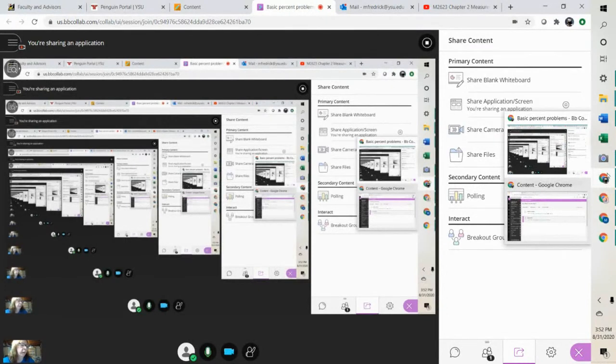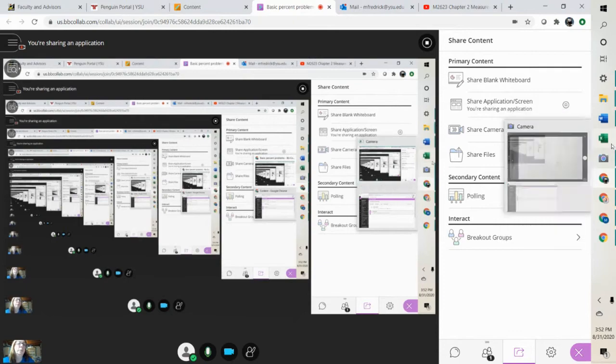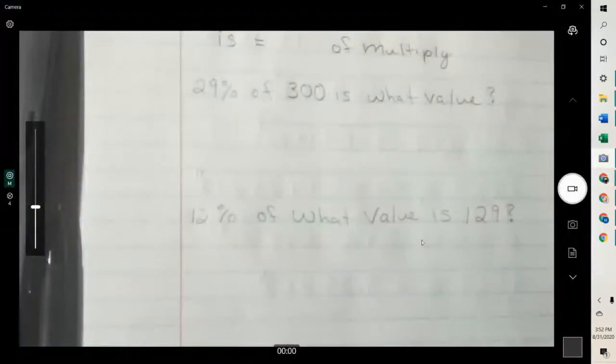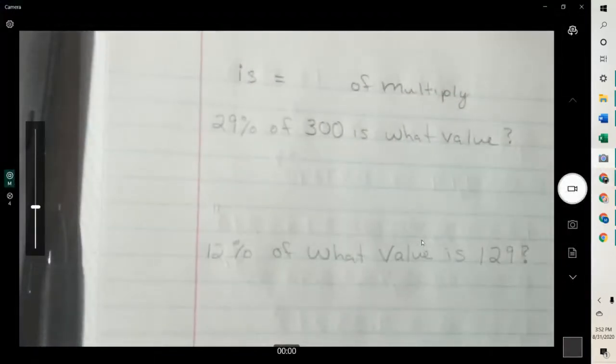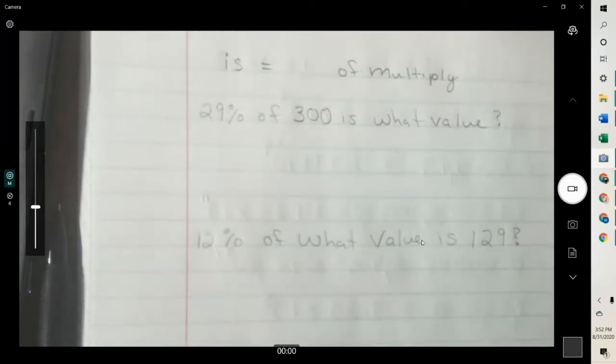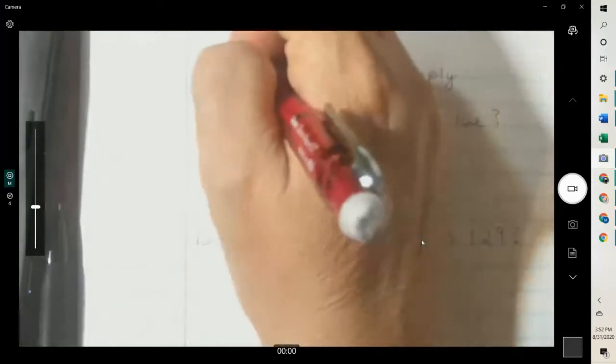Today we're going to talk about percent problems. When you're working with story problems that have percents in them, there's a couple key words. One of them is the word "is." Is means equals. When you see that, you can think of an equal sign. And "of" means multiply.